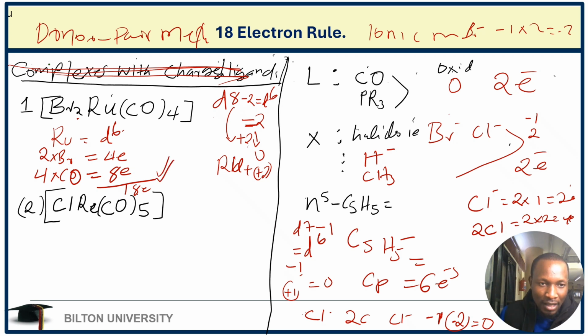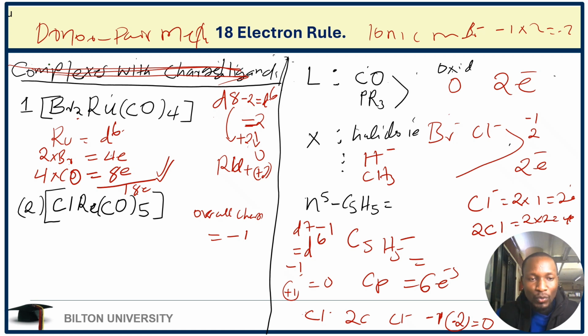Let's look at our second complex. So again, the first thing that we need to do is to calculate the overall charge of the ligands which are here. So how many ligands do we have here? We have 1 chlorine and 1 carbonyl. Carbonyl is an L-type that has a charge of 0 oxidation state, but halide is an X-type which has an overall charge of -1. So the overall charge here is -1. So then we'll write overall charge. Overall charge is equal to -1.